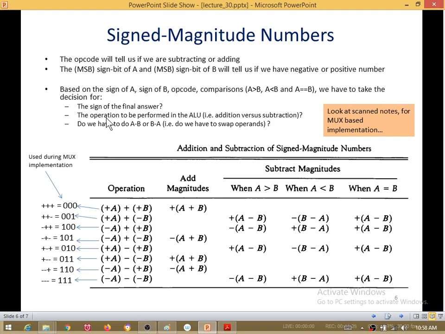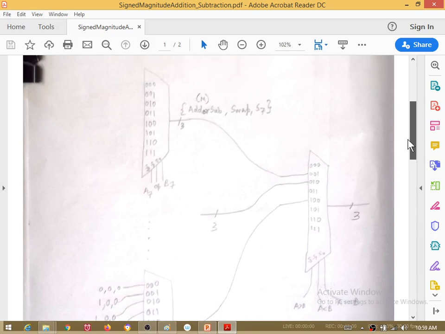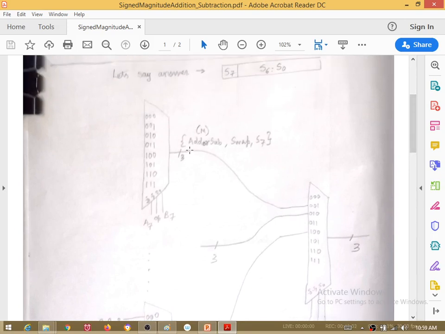We have to also figure out what is the operation that has to be performed. Are we supposed to perform addition, or are we supposed to perform subtraction? And do we have to swap our answers, which means do I have to do A minus B, or do I have to do B minus A? So these three items I need to control. So I go back to this chart. In this chart, remember that this is an 8:1 mux, but this is a 3-bit mux, which means 3 bits are entering from here and 3 bits are coming out from here, and these 3 bits are actually corresponding to the 3 things that I have to control.